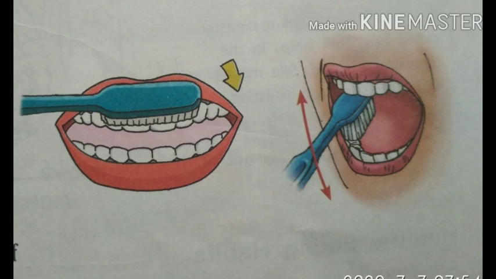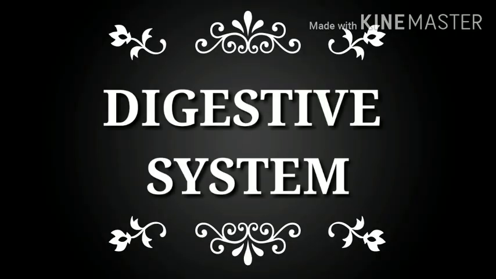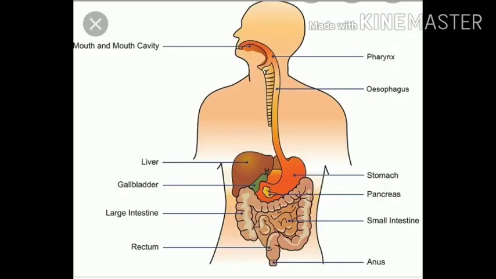So students, here we are done with our teeth. Now our next topic is the digestive system. Now let's see what the digestive system is and what the process of digestion is. The process of digestion is that process in which the food gets broken down into simpler substances with the help of organs. And those organs make up the digestive system. So here is the digestive system.